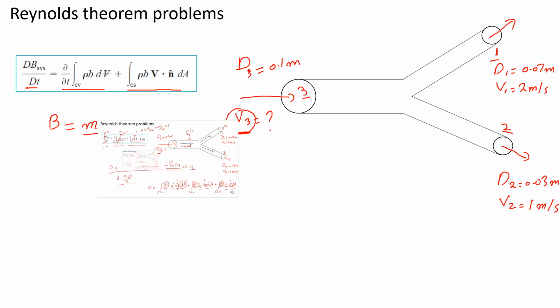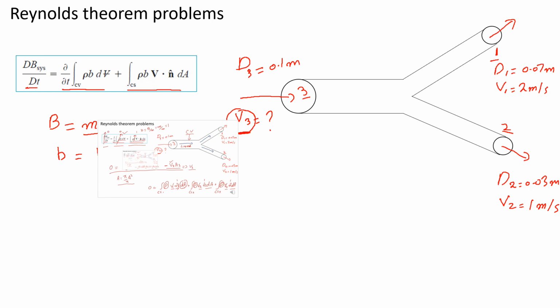So how are we going to do this? In this case, our extensive property is mass, and the intensive property will be equal to 1, because we know that b is equal to B over m, that is our extensive property per unit mass gives us our intensive property. So this is what we can derive from this situation.